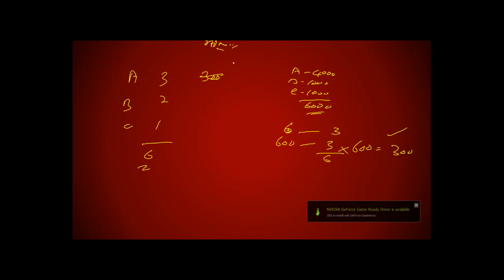How much? A, how much? It would be 2,000. How much? 2,000. That is A, B or C? What is 2,000? A. A is 2,000. How did you get 2,000? Can you tell me how you got 2,000?